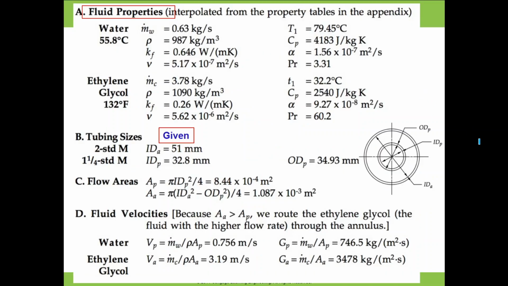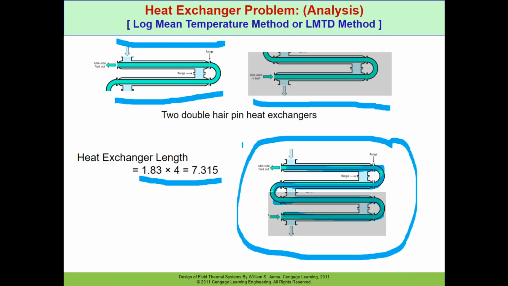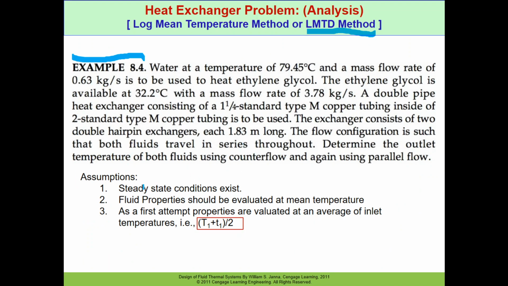Okay. Now for the properties of the heat exchanger, there is an important point here, what are the assumptions that we are taking while solving this problem. We are assuming the steady state conditions, and then the fluid property should be evaluated at mean temperature. But in this problem we do not have the final temperature. The water is given, this is initial temperature, and this ethylene glycol, this is initial temperature. So the final temperatures we don't have.